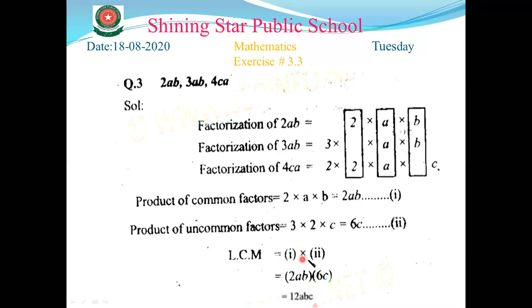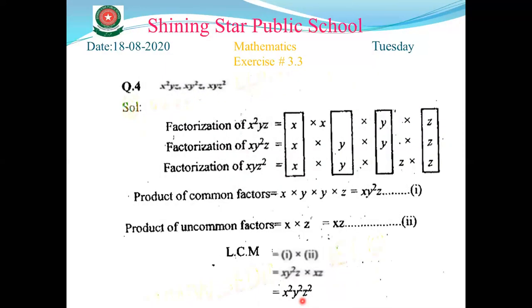So LCM is 1 multiplied by 2, which means 2ab multiplied by 6c. So it will give you 12abc. Again, what is the greater power of a? 1. Greater power of b? 1. Greater power of c? 1. So very simple. In your answer, a has power 1, b has power 1, c has power 1. So simple. Question number 4.